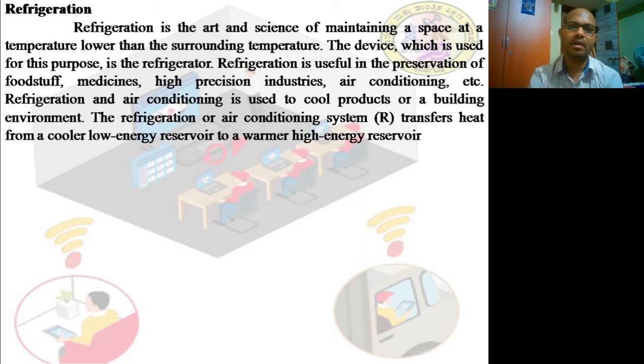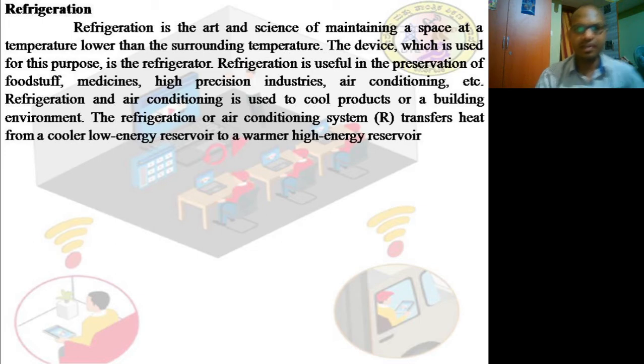Refrigeration is nothing but the art and science of maintaining a defined space or volume at a temperature lower than the surrounding temperature. The device which is used for this purpose is the refrigerator. A refrigerator is a device used for making this refrigeration more effective. Refrigeration is useful in the preservation of foodstuff, medicines, high precision industries, air conditioning systems, etc.